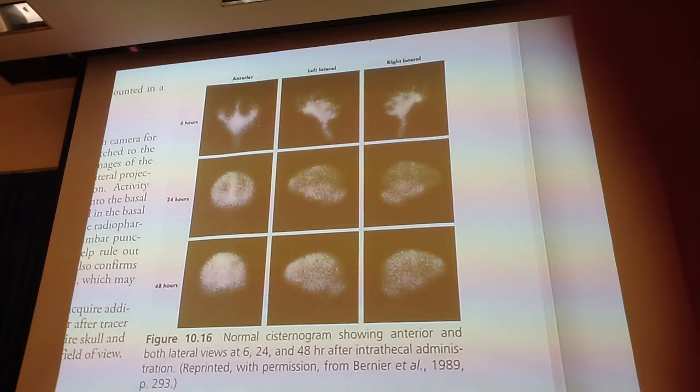Who remembers how CSF gets reabsorbed? It's reabsorbed by the corpus.